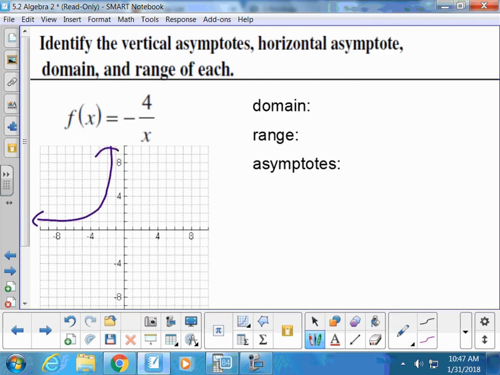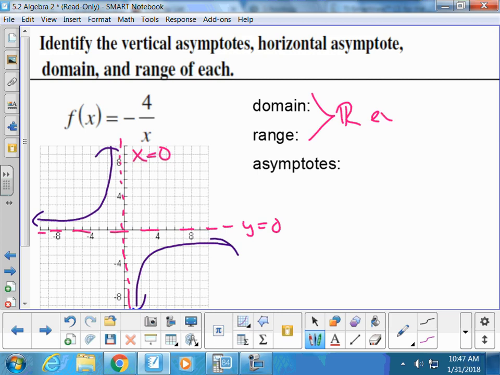Do you think those asymptotes will still be at 0 and 0? They still are, because there was no shift. There was just flipping. There was just reflecting. So they kind of stay put. Y equals 0 and x equals 0 are still your two asymptotes. And then do you think that means the domain and the range are still the same as they've always been? Yeah, so they're both all reals except 0. So that one was pretty easy.